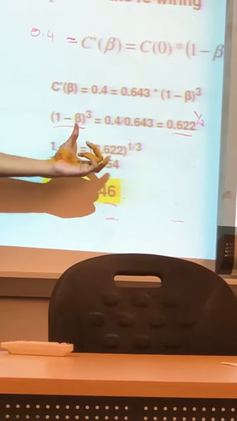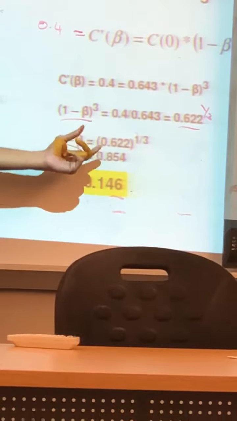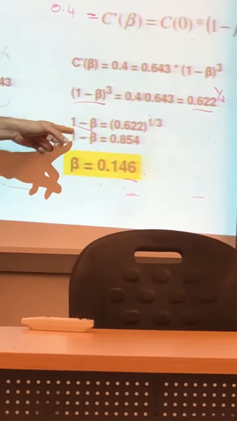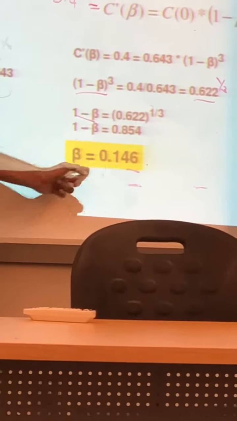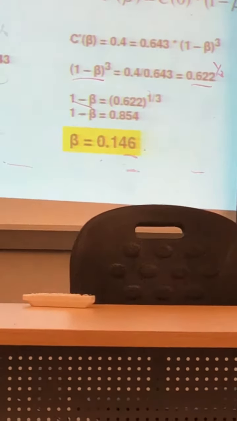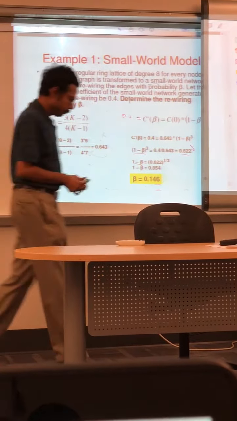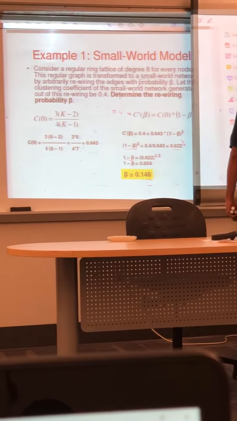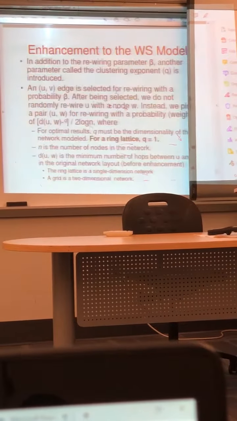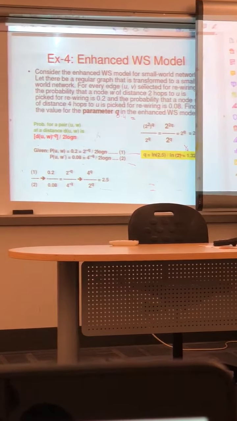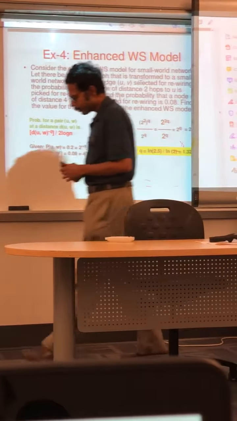So you know how to find this number, right? It's a calculator. So 1 minus beta comes to be 0.854. So beta is 0.146. So that is the rewiring probability. Okay? Any question? So let us see. There's one more problem here. Okay, so this is under the enhanced model.